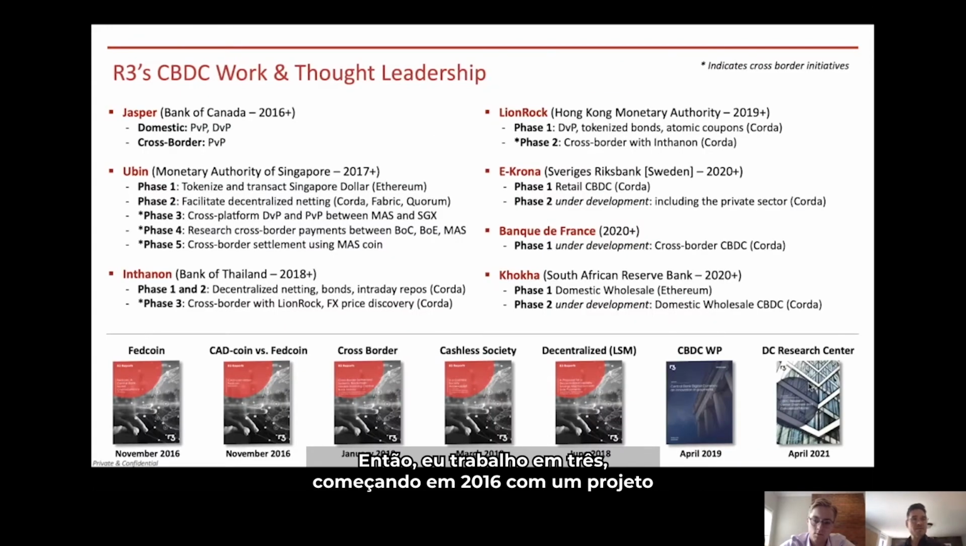So our work at R3 started back in 2016 with the Bank of Canada Project Jasper, looking at domestic PvP and DvP, so that's payment versus payment and delivery versus payment. Also touched on cross-border PvP, which is one of the hottest use cases today in 2021. So from Jasper, we moved across to Ubin with the Monetary Authority of Singapore in 2017. A really tremendous body of work by the MAS and a whole bunch of participants and partners across 5 phases of work, exploring many different avenues, many different use cases, and also different technologies, of course. This isn't just going to be one technology to rule them all, but we expect a number of different technologies that'll be able to support CBDCs.